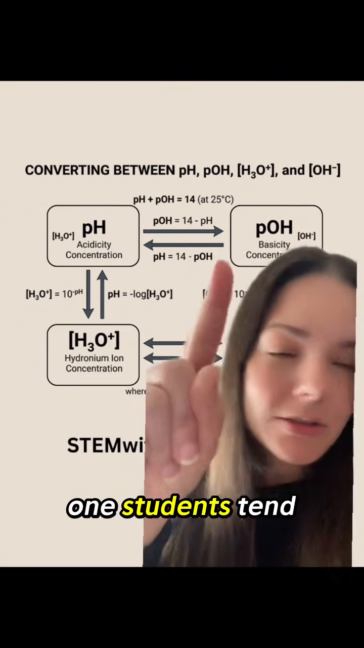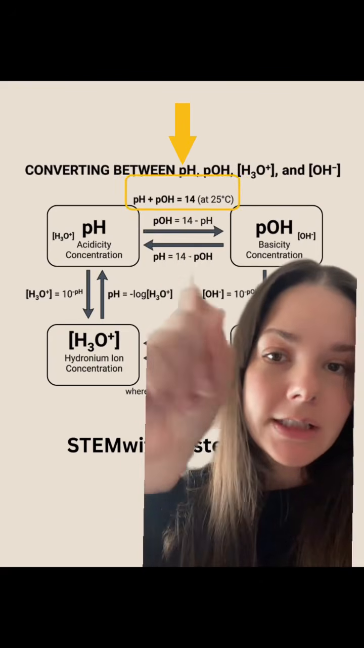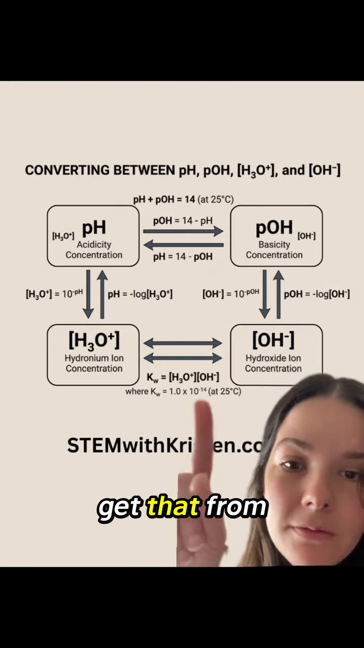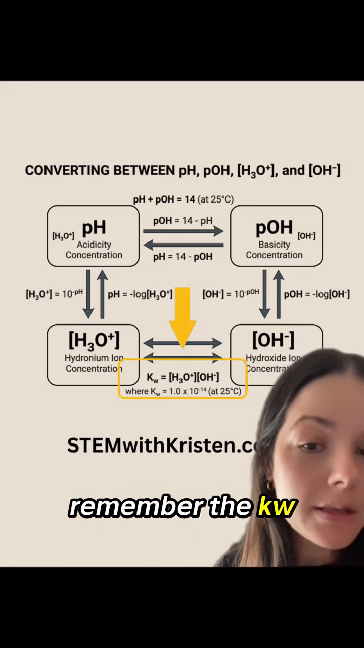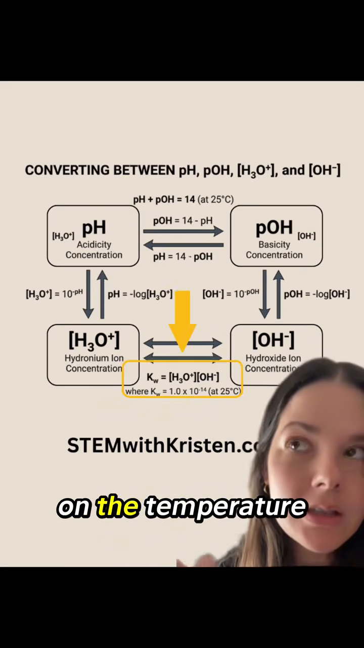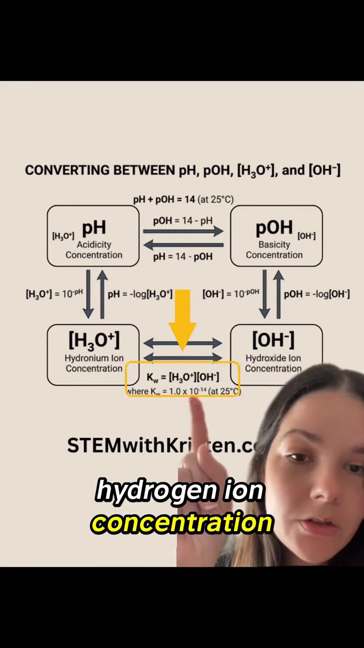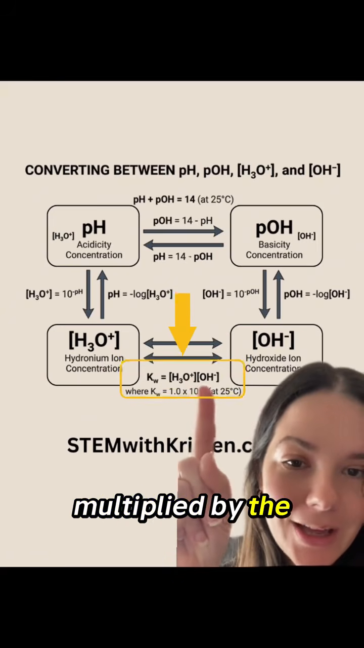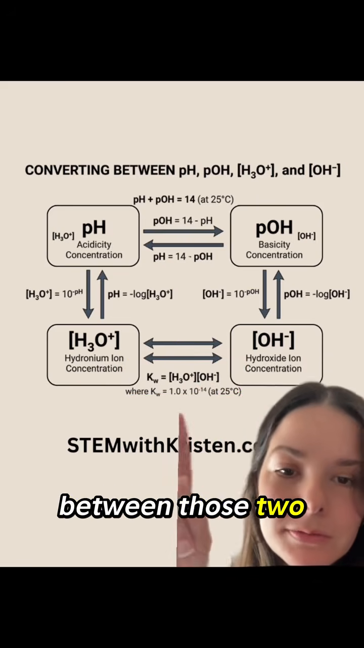Now this top one students tend to remember pretty well, which is pH plus pOH equals 14, so that's how you can go between those two. But we also get that from the Kw. So the Kw at 25 degrees Celsius, remember the Kw can change based on the temperature. The Kw equals the hydronium or hydrogen ion concentration, not plus, multiplied by the hydroxide ion concentration. So that's how you can go between those two.